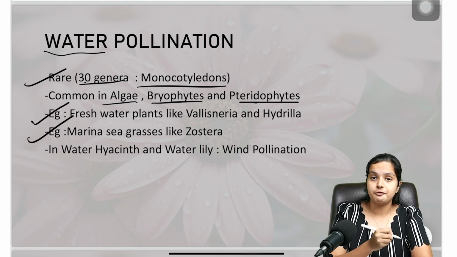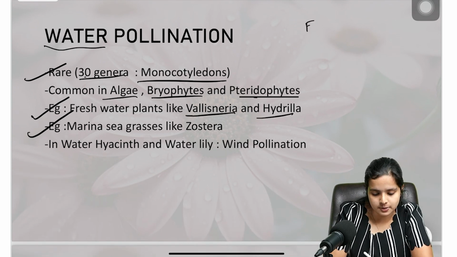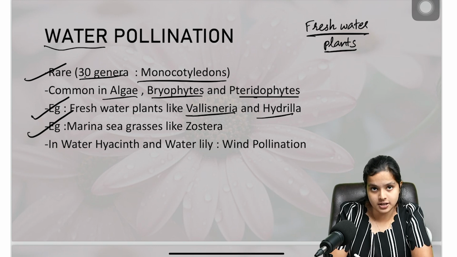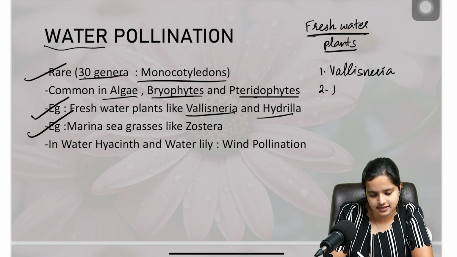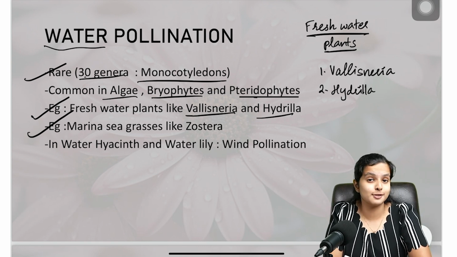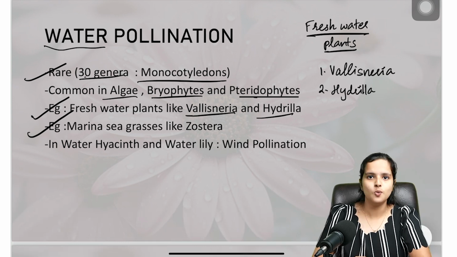Freshwater plants which perform water pollination, some examples are Vallisneria and Hydrilla. So there are two freshwater plants that you have to keep in mind. The first one is Vallisneria, and the second one is Hydrilla. You would be familiar with the word Hydrilla, but you will not be familiar with Vallisneria. It's okay. It's a new plant. It's fun to learn new things, right? So Vallisneria and Hydrilla are two freshwater plants that show water pollination.